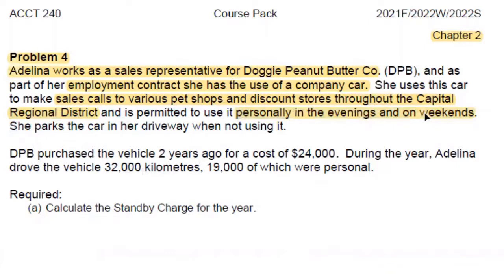So Doggy Peanut Butter Co. is providing Adelina with an automobile, and she's allowed to use it on the weekend. So there's going to be some personal use component. She parks the car in her driveway when she's not using it, meaning she doesn't return it to Doggy Peanut Butter Co. So DPB purchased the vehicle 2 years ago for 24 grand. During the year, Adelina drove the vehicle 32,000 clicks, of which 19,000 were personal.